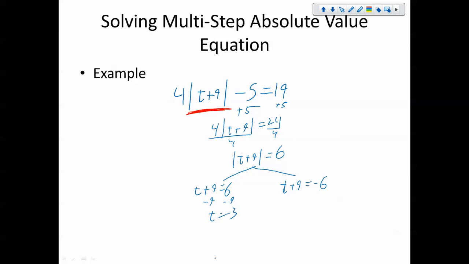There's negative 3 is one solution. And then I'm going to subtract 9 from both of these ones to get negative 15. And so there's my solution. Negative 3 and negative 15 are the two numbers that when I add 9, take the absolute value, multiply it by 4, subtract 5, I get 19.